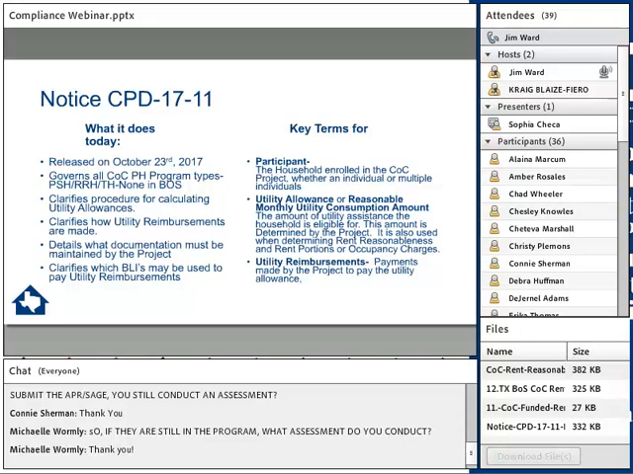The utility allowance is the amount of utility assistance that the household is eligible for. This amount is determined by the CoC project. It is also used when the CoC project is determining rent reasonableness and a participant rent portion, or if you're a leasing project, when you're determining a participant's occupancy charge. A utility reimbursement is the payment that is made by the project to pay the utility allowance, whether that payment is made to the utility company itself or to the project participant, and we're going to dig into all of that.